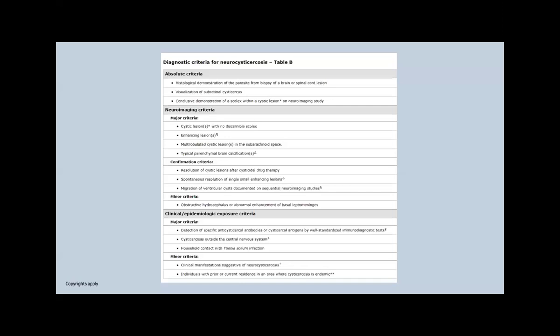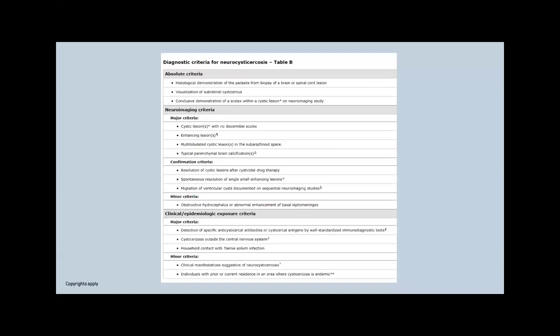typical parenchymal brain calcifications. Confirmatory criteria are resolution of cystic lesions after cysticidal drug therapy, spontaneous resolution of single small enhancing lesions, and migration of ventricular cysts documented on sequential neuroimaging studies. Minor criteria are obstructive hydrocephalus or abnormal enhancement of basal leptomeninges. Clinically, the major criteria are detection of specific anticysticercal antibodies or cysticercal antigens by well-standardized immunodiagnostic test, cysticercosis outside the central nervous system, and household contact with Taenia solium infection.